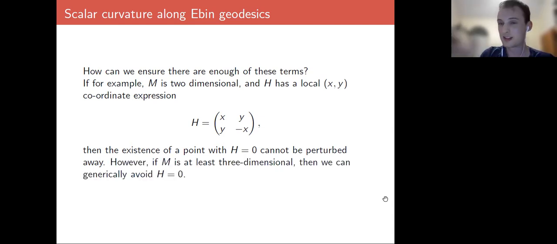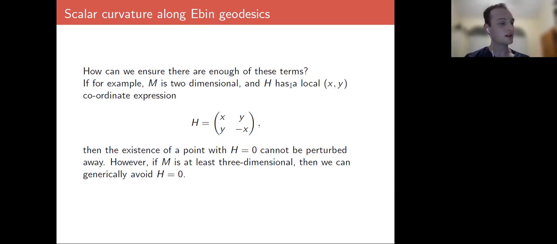However, this stops being a problem in dimension 3. So in dimension 3, let's do a quick dimension count. The set of symmetric traceless 3x3 matrices is 5-dimensional. 5 is bigger than 3. And so that means it is actually possible to perturb an h with a 0 eigenvalue to completely avoid it having 0 anywhere. So that's good.